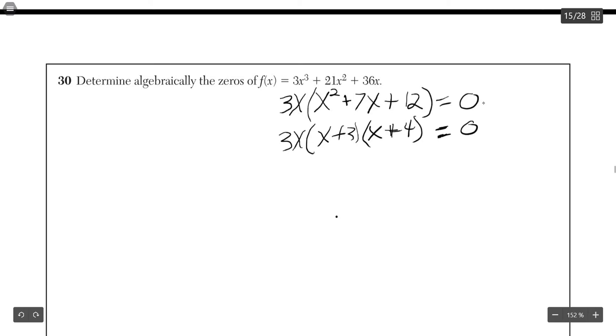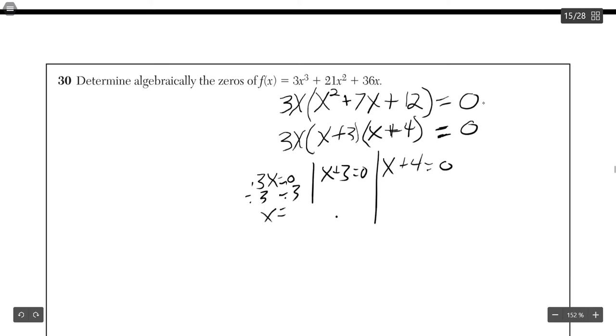Okay, so if 3x times x plus 3 times x plus 4 equals 0, either 3x equals 0, x plus 3 equals 0, or x plus 4 equals 0. Okay, 3x equals 0, that means x will equal 0, because 0 divided by 3 is 0. So x equals 0, or x equals negative 3, or x equals negative 4. And those are the zeros.